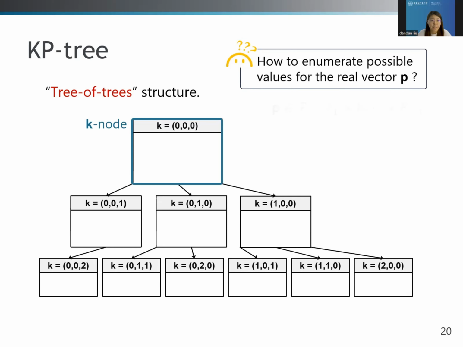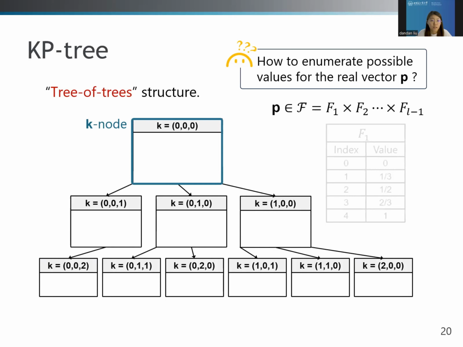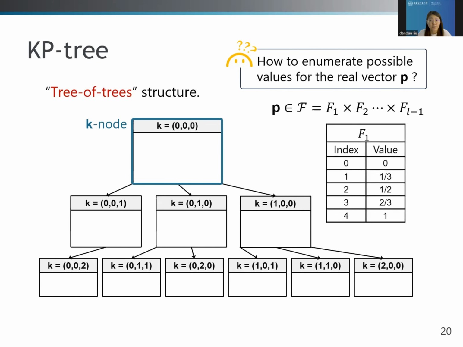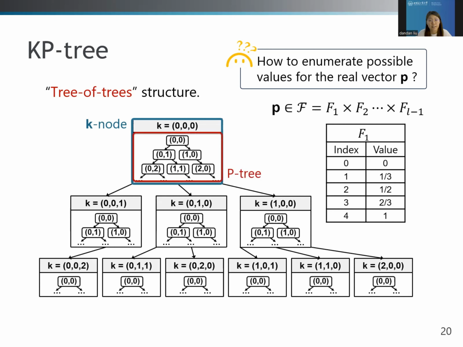But how to enumerate values for the real vector p? We use a finite set F of real vectors derived from the Cartesian product of L-1 sets as a practical range for p. This set F ensures a vector yielding the same G-core for any KP core. To represent p-values in an integer form, we sort each set Fi and store the indices of the fractional values. Then, within each k-node, we attach a p-tree structure to organize these integer values, with each p-node representing a p-value and uniquely signifying the KP core.